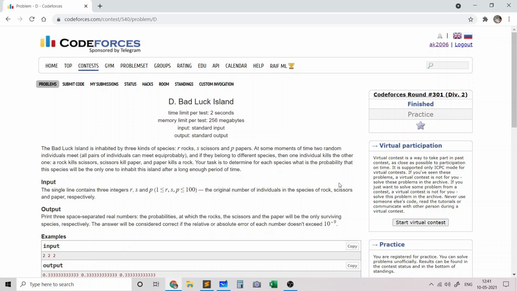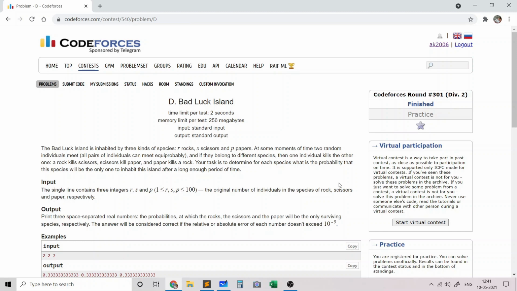Now we need to print 3 real numbers as the output. These 3 numbers are the probability that only rocks remain in the end. The second number is the probability that only scissors remain in the end. And the third is the probability that only papers remain in the end. So these are the 3 probabilities which we need to print.